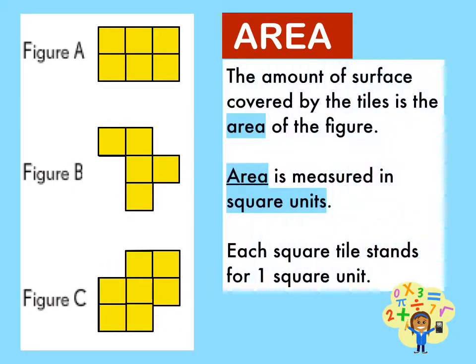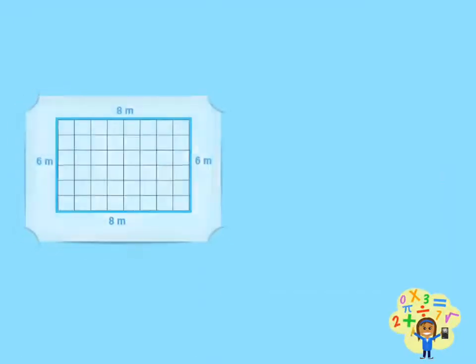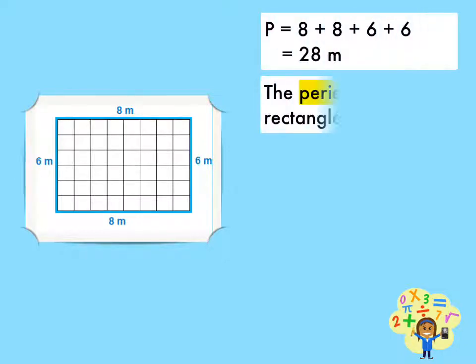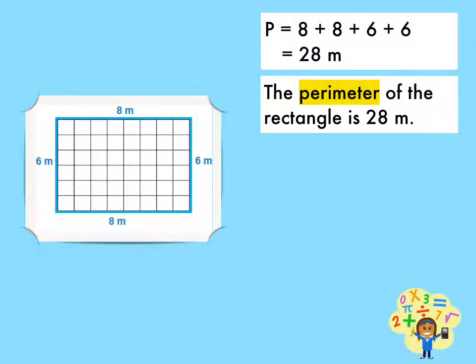The amount of surface covered by the tiles is the area of the figure. Area is measured in square units. Each square tile stands for 1 square unit. What is the perimeter of this rectangle? I'll give you 15 seconds to try answering the problem. The perimeter of the given rectangle is 28 meters. How about the area of the rectangle?